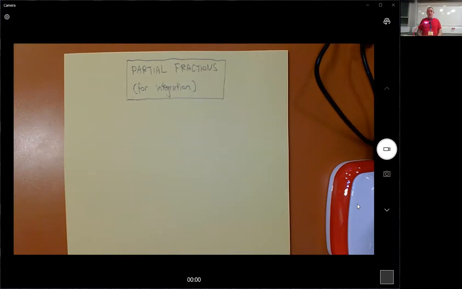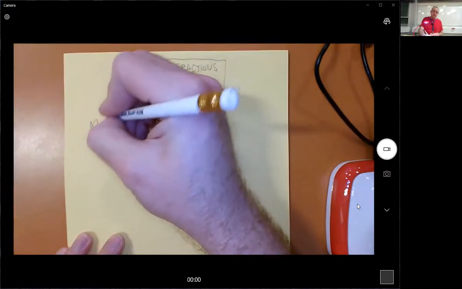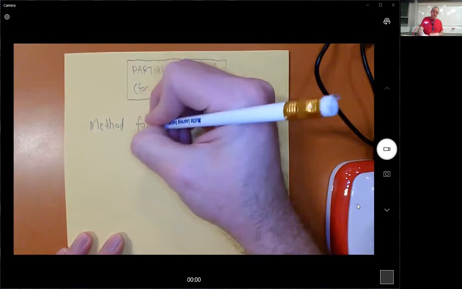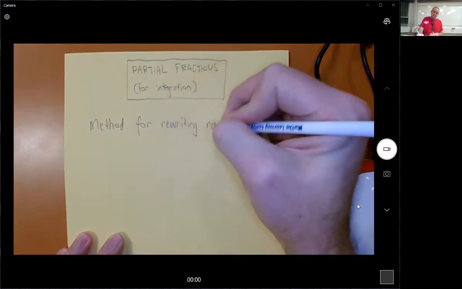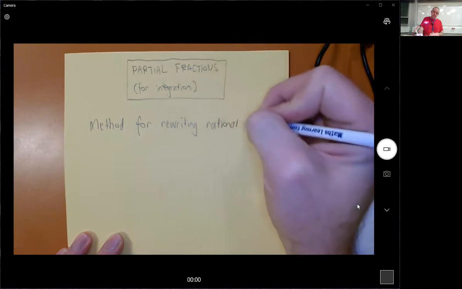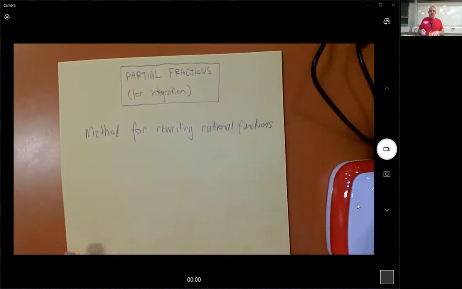Partial fractions is a method for rewriting rational functions. And so it's not really a technique for integration, it just happens to be useful for integration. But it's specifically an algebra thing, and it's designed for rewriting rational functions.